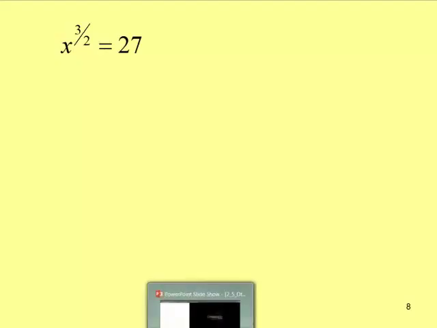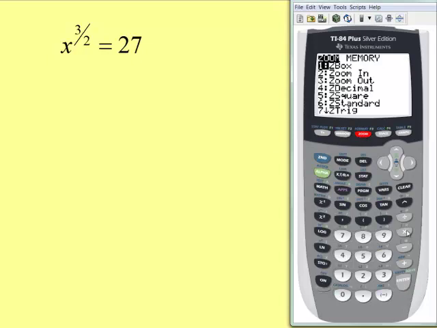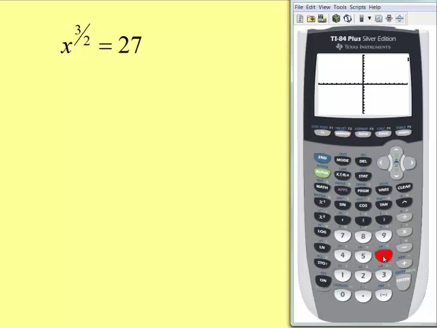Now let's see what this would look like. Y equals, here's x, exponent 3 divided by 2, x to the 3 halves. Enter 27. So left side, right side. Zoom 6, standard graphing window. The lines up here indicate that it's thinking. Now it's through, and I only see one graph.